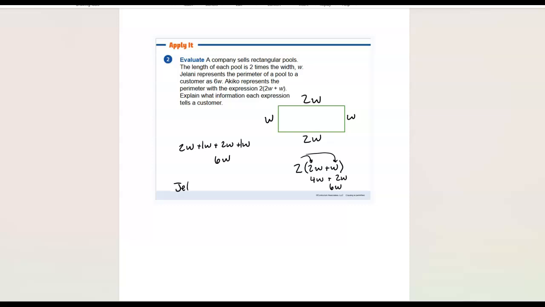Well, Jelani, that's going to be the total perimeter. Right? All she did was say, hey, this is going to be 6w, whereas Akiko, she's going to say, hey, here is the cost of what the length is, plus the cost of what the width is, which again tells the customer the same information in the end, because it still gives us 6w, but is a little bit more specific by saying, yeah, your length is going to cost this much, your width is going to cost this much.